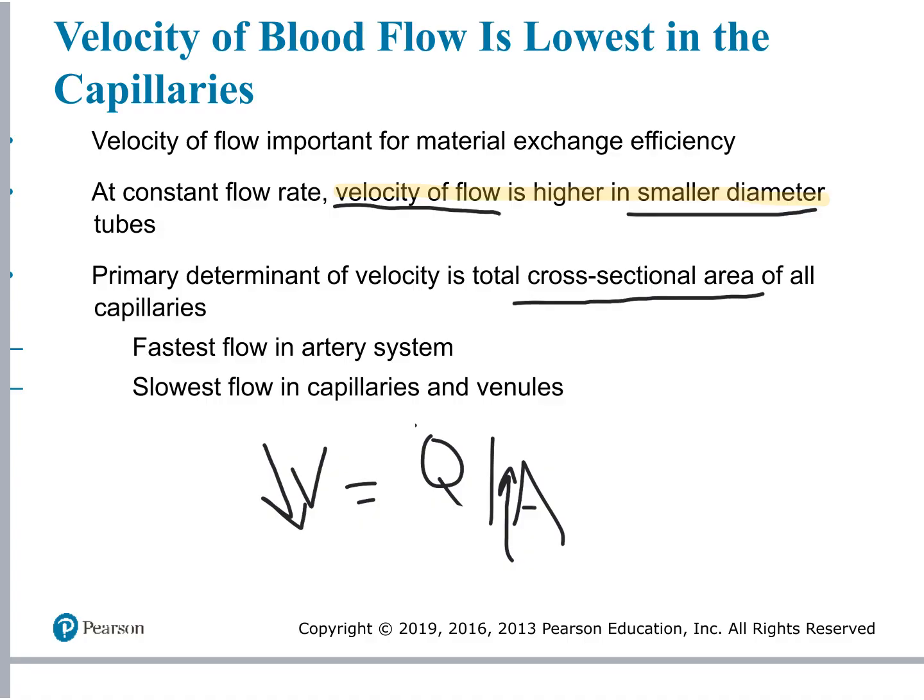Now, the capillaries, ironically, have the slowest flow. And you would think, well, the velocity through one small vessel should be faster than a larger vessel because of this whole formula that we just went over. But whenever you look at capillaries going to an organ, you have to take all of the capillaries into account. For example, there are hundreds or thousands of capillaries that go to one organ. You have to take all of that into consideration when you're looking at the total cross-sectional area.